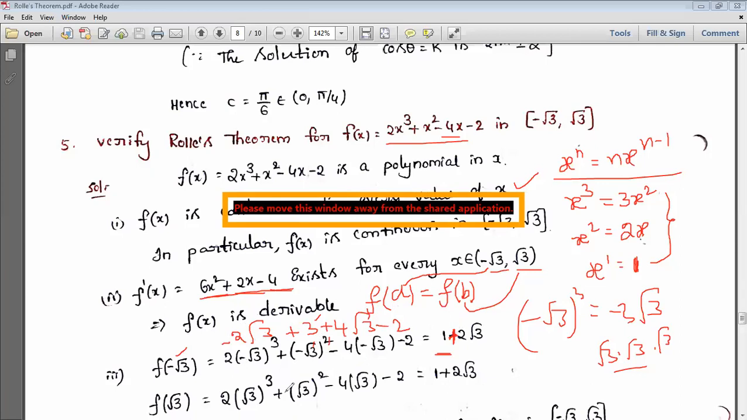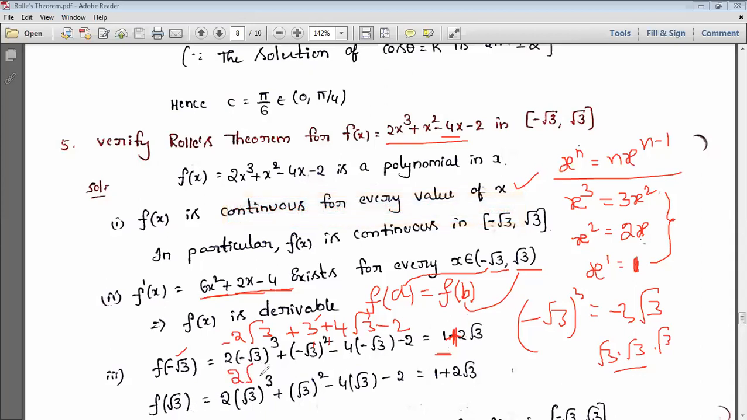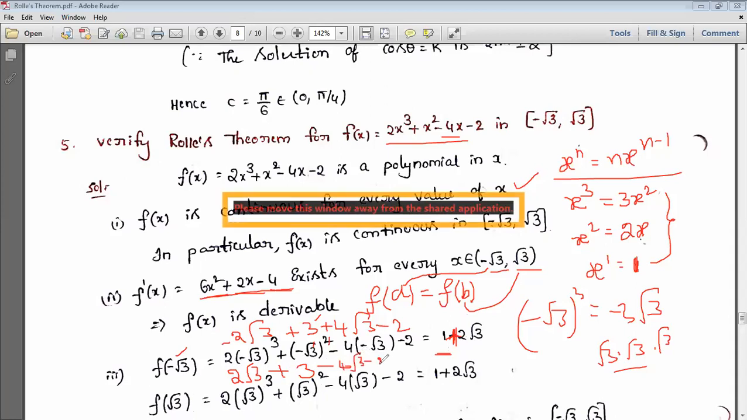Okay. Next, this is the value I got: 1 plus 2 root 3. And next coming to f of root 3. So f of root 3 is the same as the above one, but here it is having 2 root 3, and next plus 3 I am getting, and next one here I got minus 4 root 3, and here minus 2. In the same way as above, 3 minus 2 is nothing but 1, and minus 4 root 3 plus 2 root 3 is minus, that is the opposite game. So actually here it is 1 plus 2 root 3, and this is 1 minus 2 root 3.